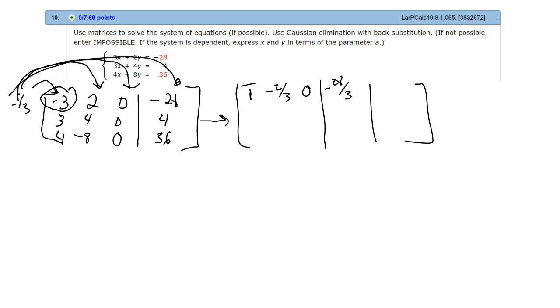Okay. Did I do anything to the second row? No, right? So I'm going to just write my second row here. And I didn't do anything to my third row. And what was that, number 36? Okay. So now I need to make that 3 a 0, and I need to make that 4 a 0.